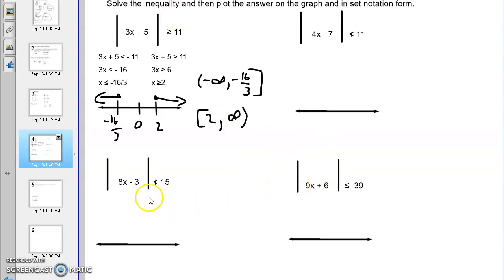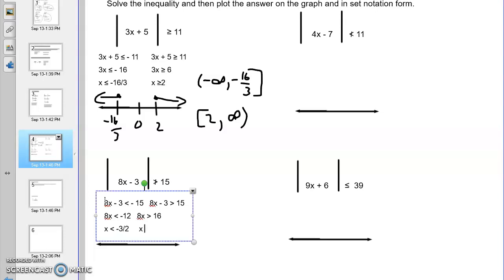I'm going to do the other greater than right now. Okay, the other greater than, which is right here, we're going to go with 8x minus 3 is less than negative 15. 8x minus 3 is greater than 15. So 8x is less than negative 12. 8x is greater than 16. And x is less than negative 12 over 8, which reduces to negative 3 halves. And x is greater than 2. And those are my two answers.